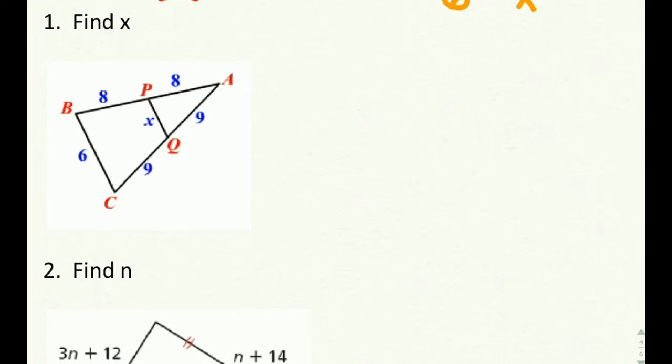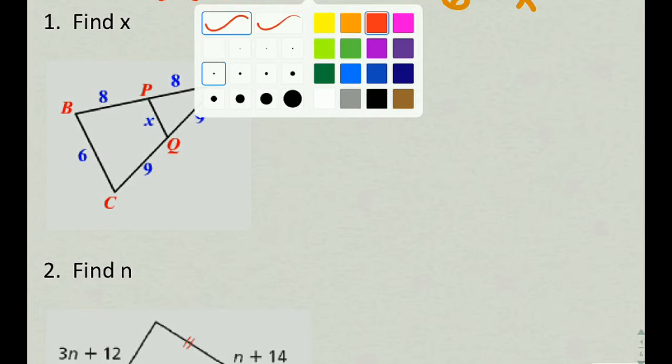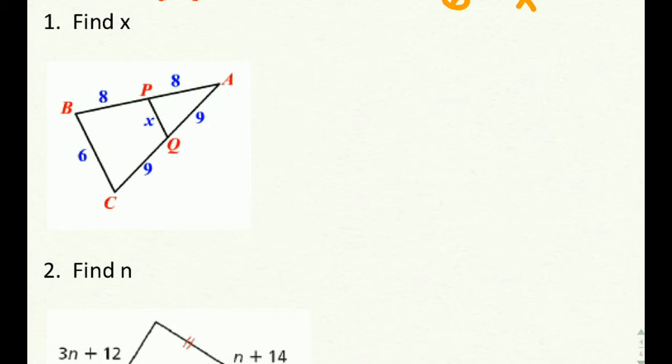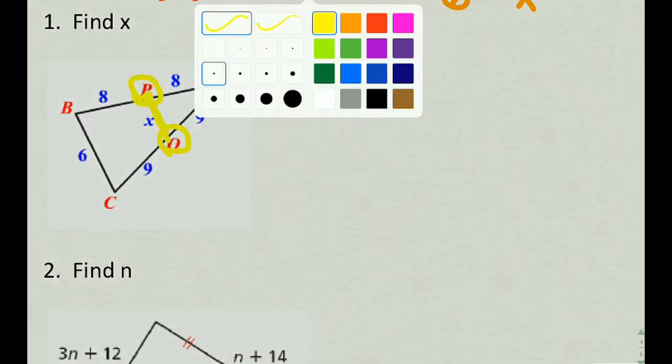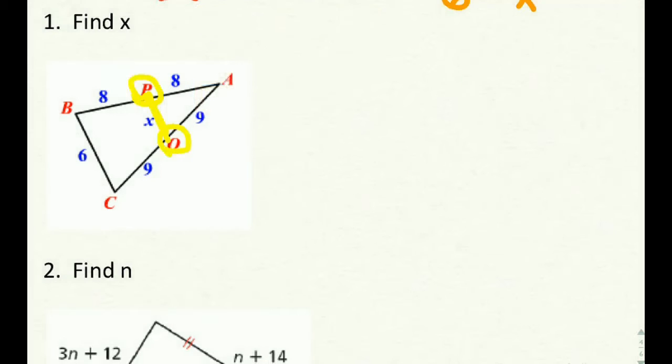Continuing on with mid-segments. Now, mid-segments are parts of a triangle where you have the midpoint of each side here, and you draw a line that connects these midpoints together. So P and Q are midpoints of triangle ABC, and if you connect those two together, you get a mid-segment. So connecting midpoints gets you a mid-segment.